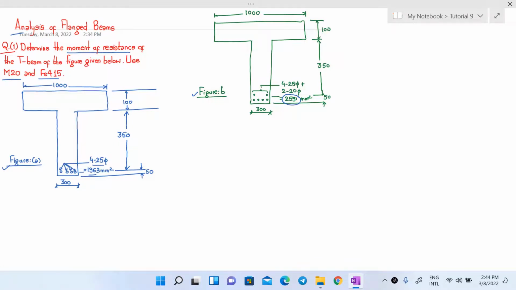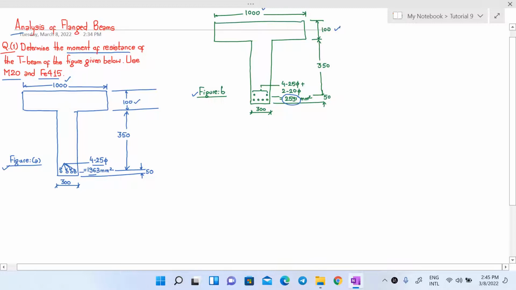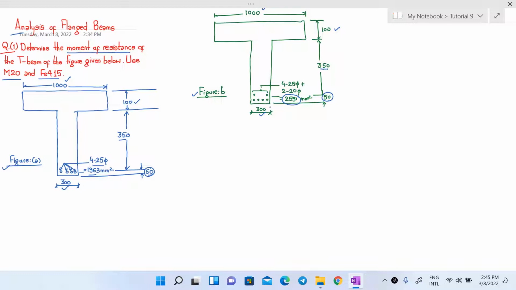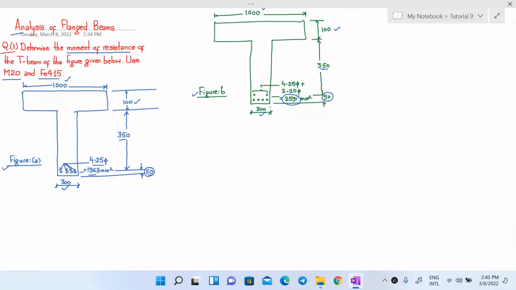We have the width of flange equal to 1000 mm in both cases, the depth of the flange 100 mm, the total depth of the web, that is 350 plus 50, we get 400 mm, the effective cover 50 mm, and the width of our web, which is 300 mm. So all the analysis data are the same except the area of tensile steel reinforcement. We will first determine the moment of resistance of the T-beam shown in figure A. This is the simplest case, and then we will go to determining the moment of resistance for the T-beam given in figure B.